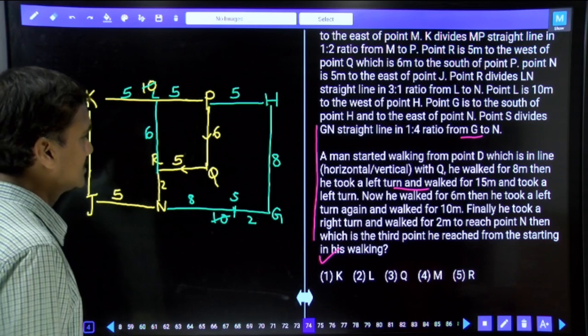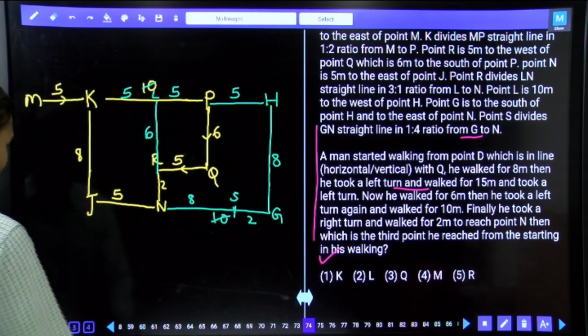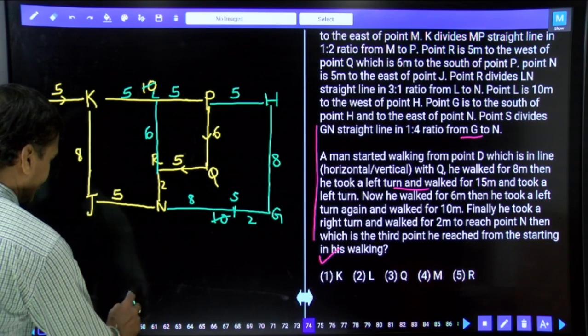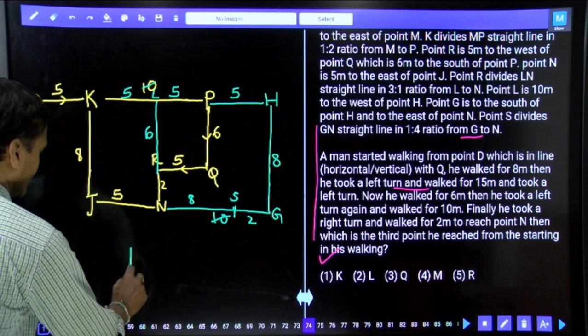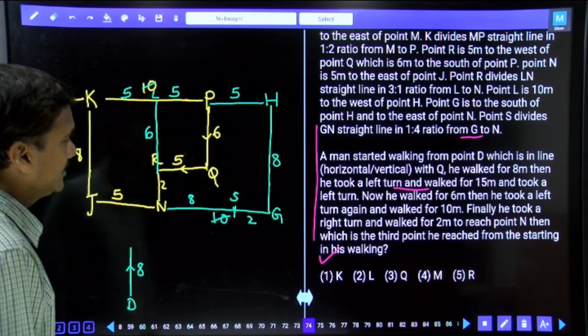Then afterwards, he walked for 8 meters. First he walked for, let us take for example, this person is here. Okay, he walked for 8 meters. You can take it in any direction. There is no restriction on this one. And he walked for 8 meters.